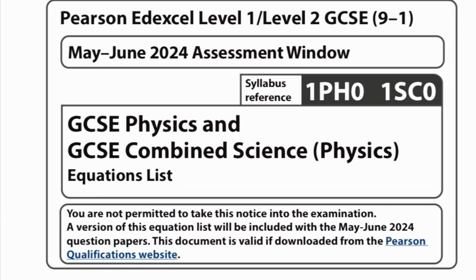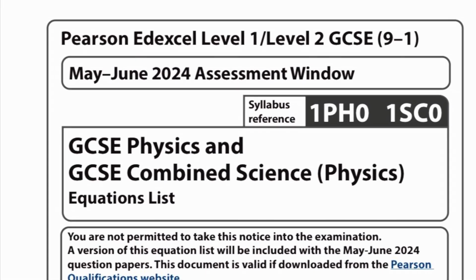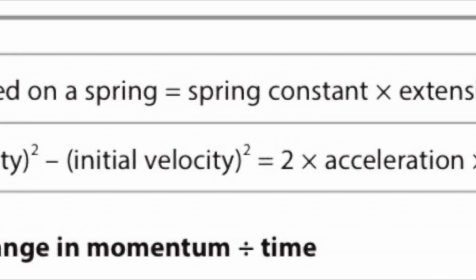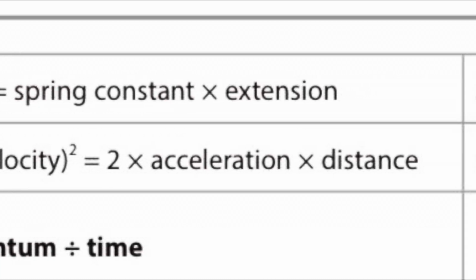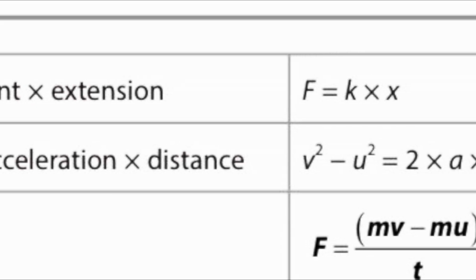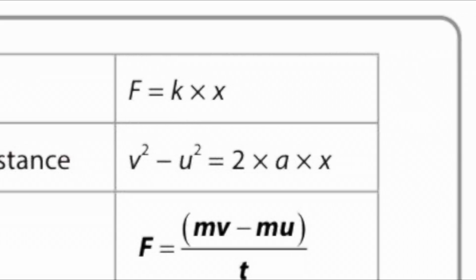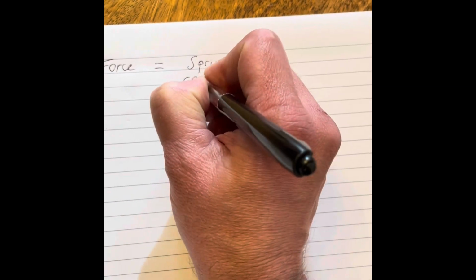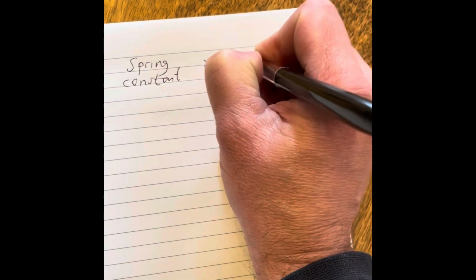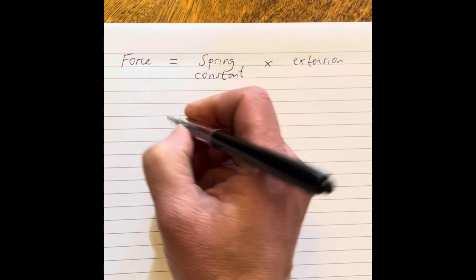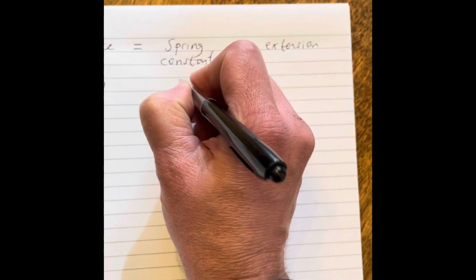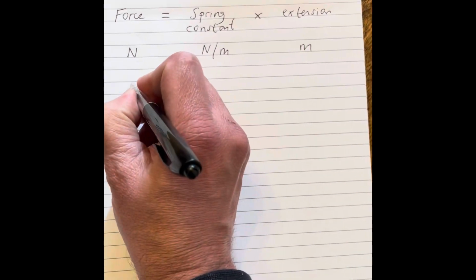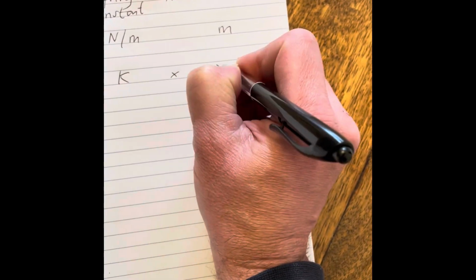Of course, we find our equation here on the equation sheet that you will get in the physics exam. The force exerted on a spring is equal to the spring constant multiplied by the extension, or in other words, F equals k times x. So we can write out the word version of it here. Now the units for that, we know that force is in newtons, the spring constant is in newtons per metre, and extension must be in metres. So if it's not in metres, we have to convert it.